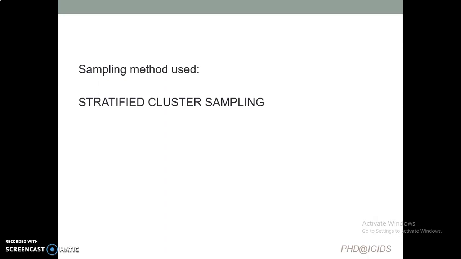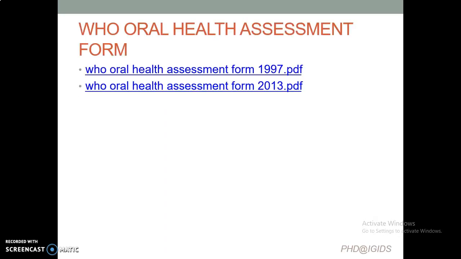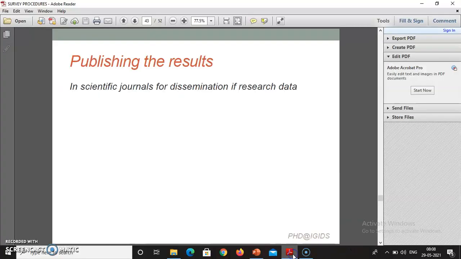So you divide the population into clusters and proportionately pick up the clusters, and that is called stratified cluster sampling. It is also a method of probability sampling. Now there are two forms that WHO has recommended to use for collecting information for basic oral survey. Okay, I'll just show you these forms. You need not know about them in detail, just be oriented with the forms.